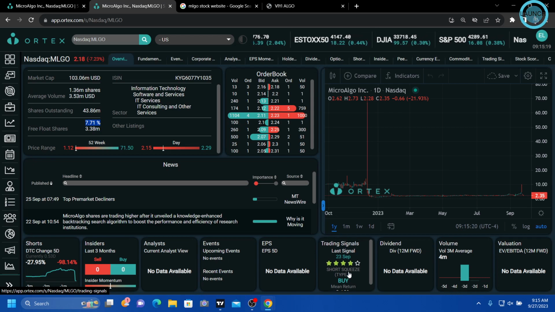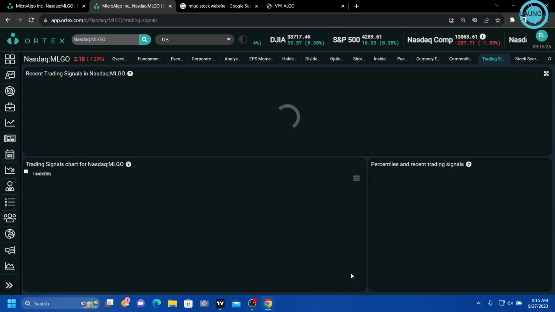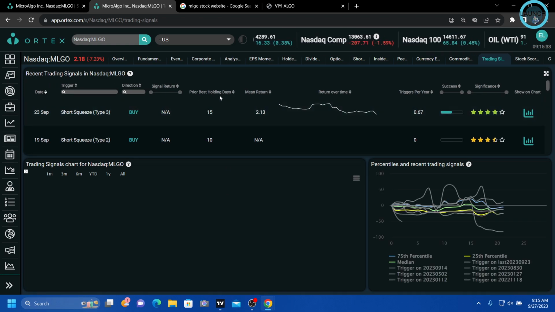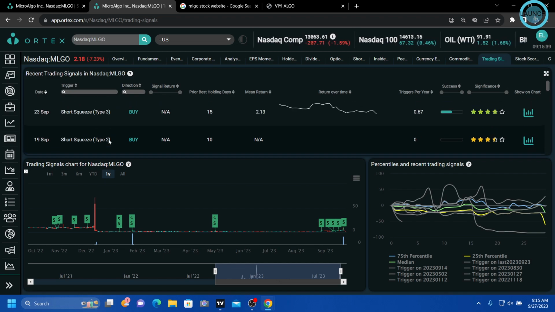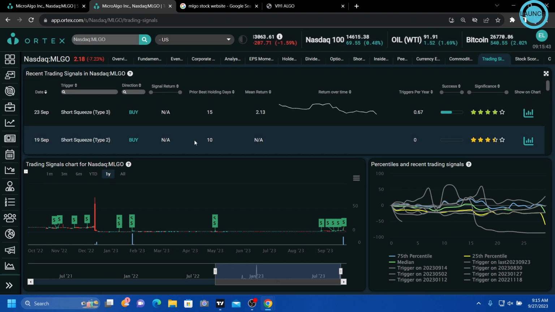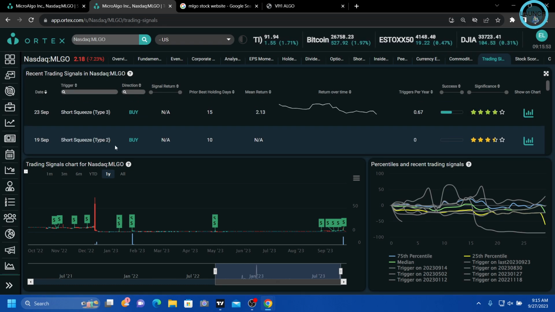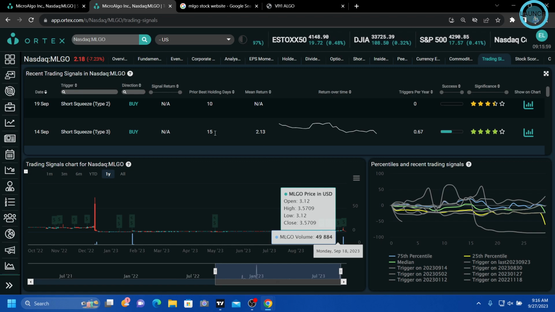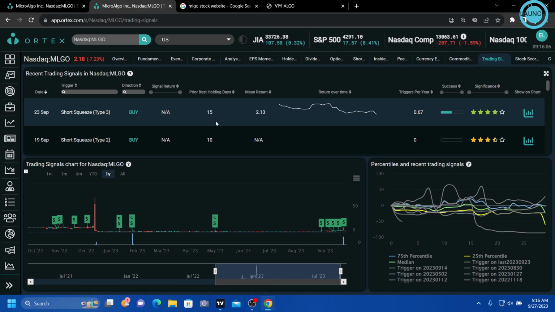Oh, look at this. Short squeeze type 3 went off on the 23rd. Didn't even notice that. Prior best holding days: 15. Oh, and they had a type 2 go off on the 19th. Then they had another type 3 go off on the 14th. I don't know, guys. This is looking pretty close to 15 days to me. What do you guys think? I guess we shall see.